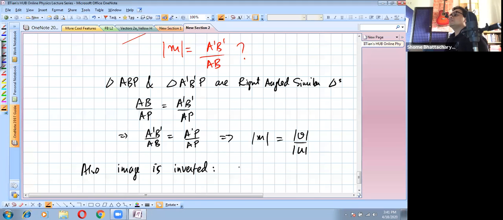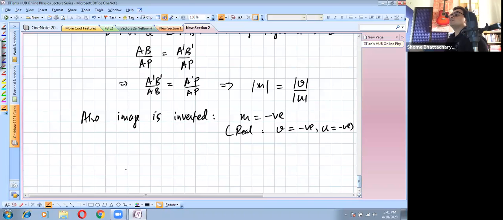If it is inverted, it means that the magnification should be a negative quantity, whereas for a real image, V is negative because you're taking U as negative. The image is on the same side as the object. So with the proper sign convention, I have to write M is minus V by U.